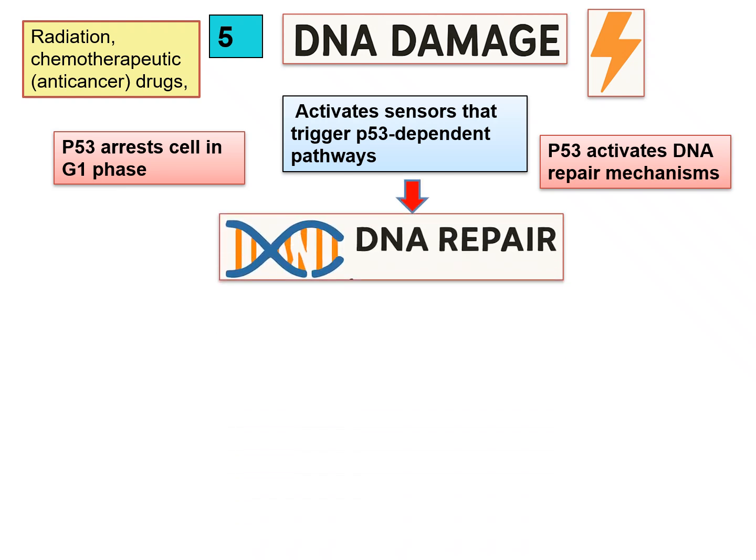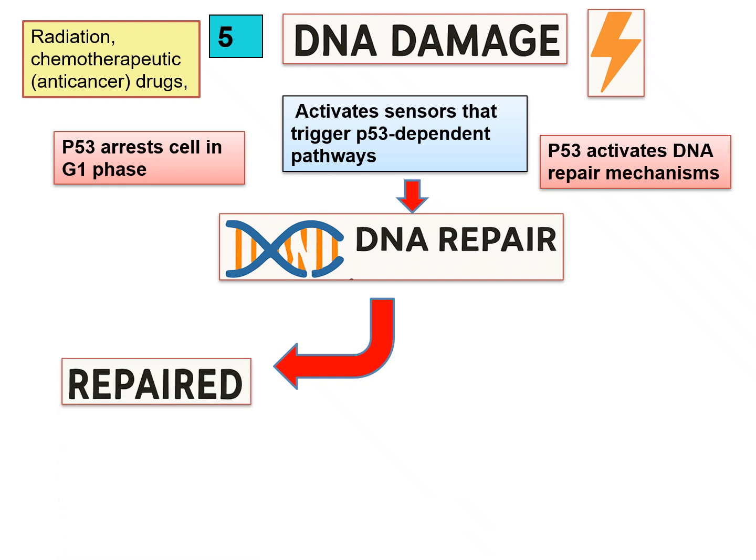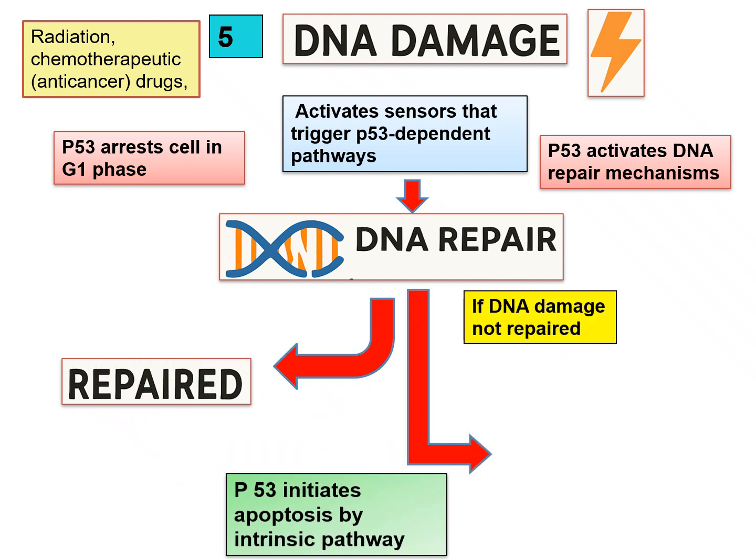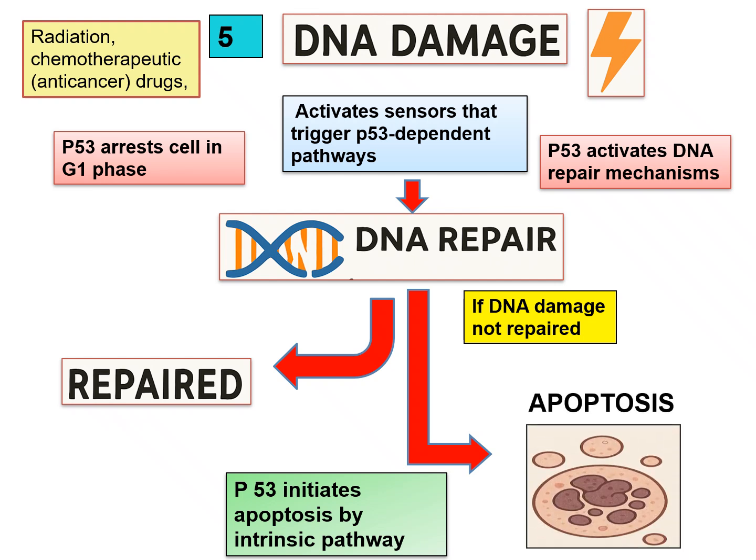So if the cell is going to repair, well and good. Now p53 promotes the cell into cell division after getting repaired. But if the cell is not repaired, what happens? The same p53 initiates apoptosis by the intrinsic pathway. So now apoptosis occurs and the DNA damaged cell finally undergoes cell death by apoptosis.